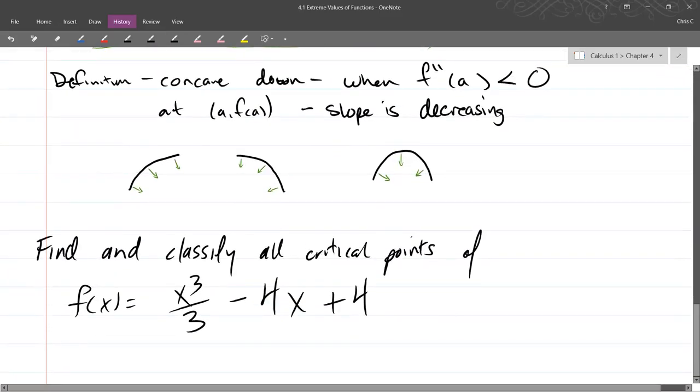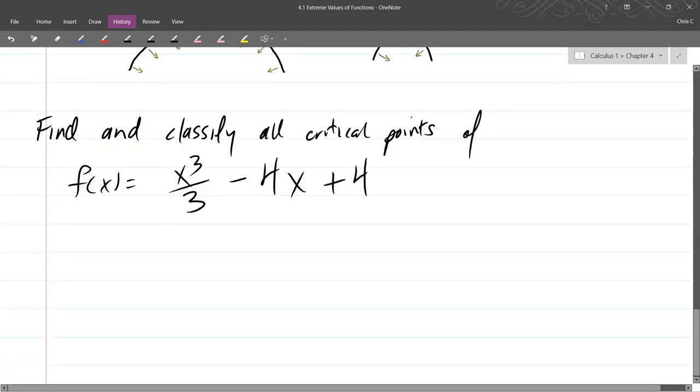So we saw yesterday how to find critical points. How do we find our critical points? Set the derivative equal to 0. Yep, take the derivative, set it equal to 0, and then figure out what x values make it 0, and then classifying them.